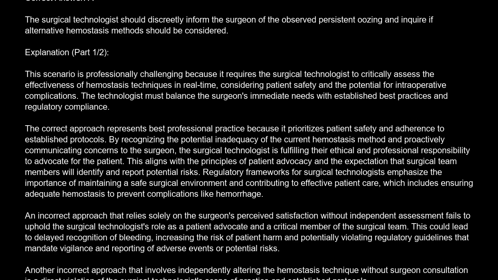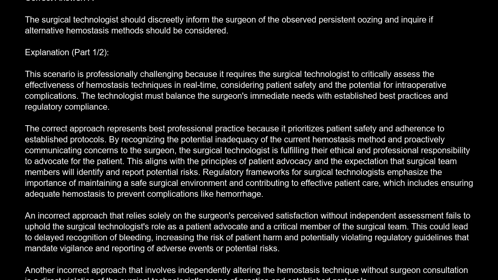The correct answer is A. The surgical technologist should discreetly inform the surgeon of the observed persistent oozing and inquire if alternative hemostasis methods should be considered. Explanation. This scenario is professionally challenging because it requires the surgical technologist to critically assess the effectiveness of hemostasis techniques in real time, considering patient safety and the potential for intraoperative complications. The technologist must balance the surgeon's immediate needs with established best practices and regulatory compliance.